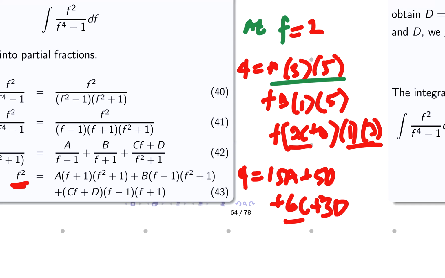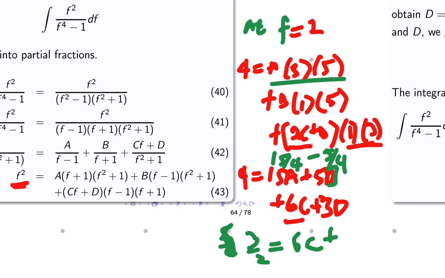So we have 15 over 4 minus 5 over 4. That's like 10 over 4, right? If you take that to the other side, so you have 4 over 4 minus 10 over 4. That's 16 over 4 minus 10 over 4. That's 6 over 4, which is 3 over 2. So you have 3 over 2 equals 6c plus 3d.